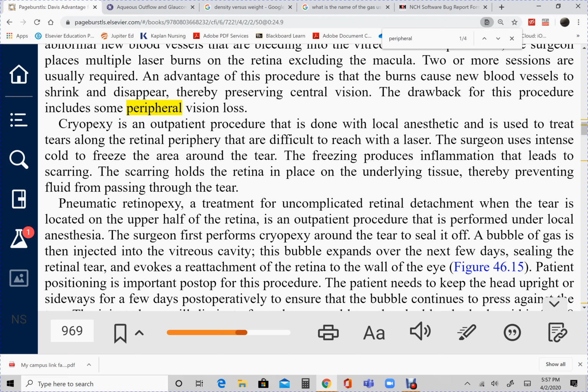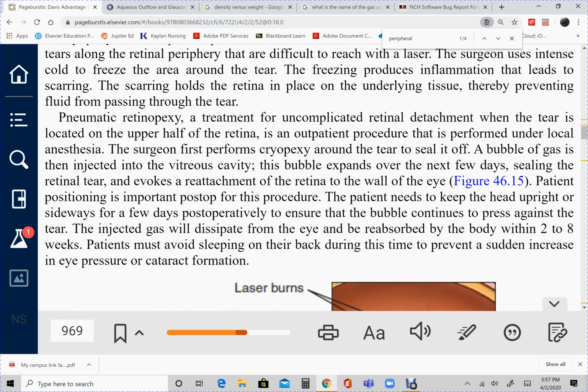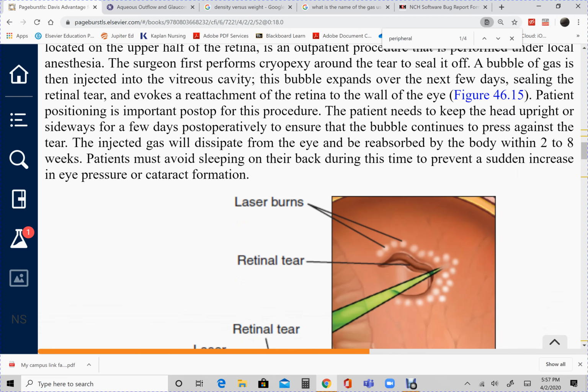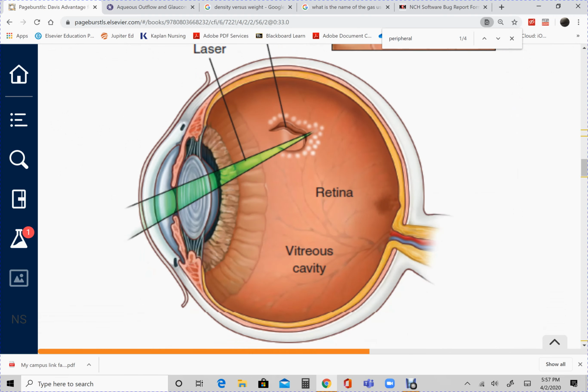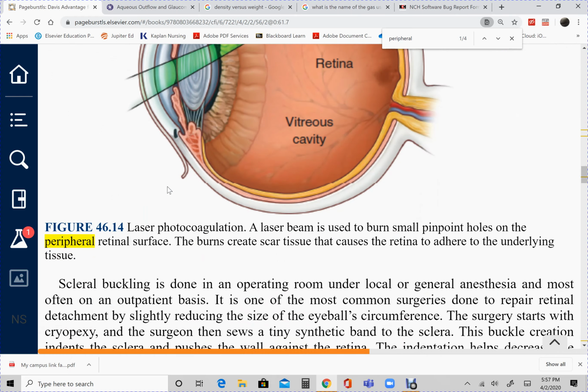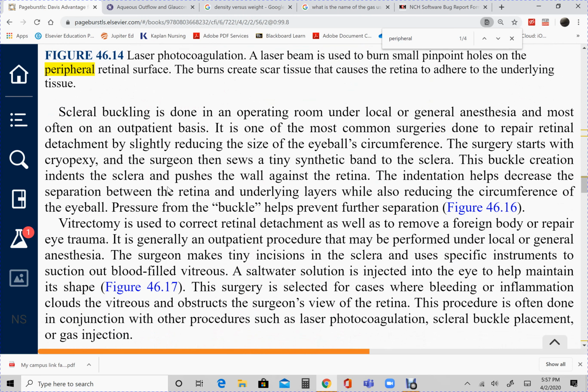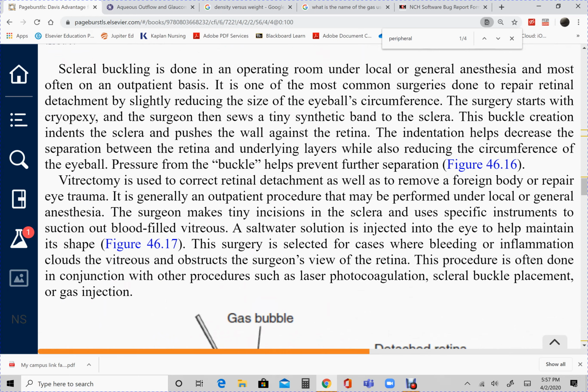If there are tears, of course they will do laser to seal the tear. So that one's simple here. They can either freeze them or use laser to seal off the tear. The detachment, though, is more extensive. The most common procedure is scleral buckling.